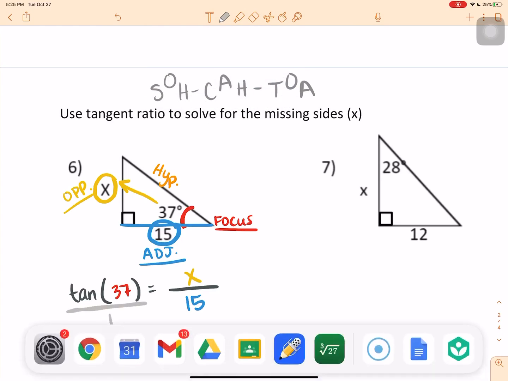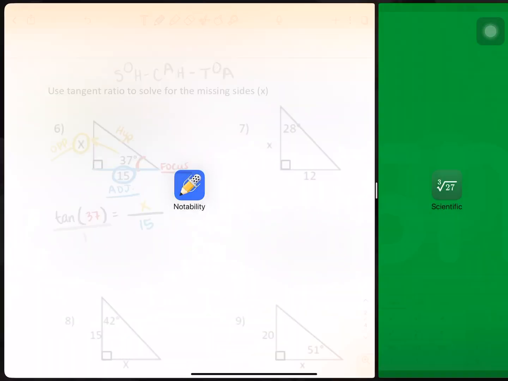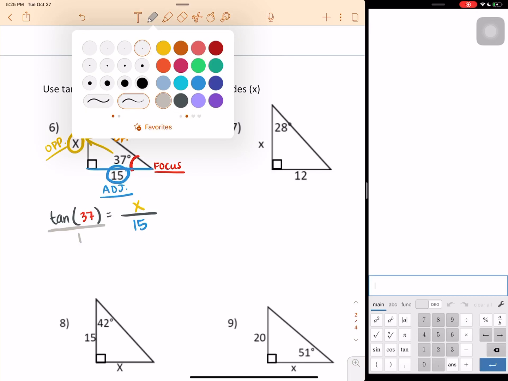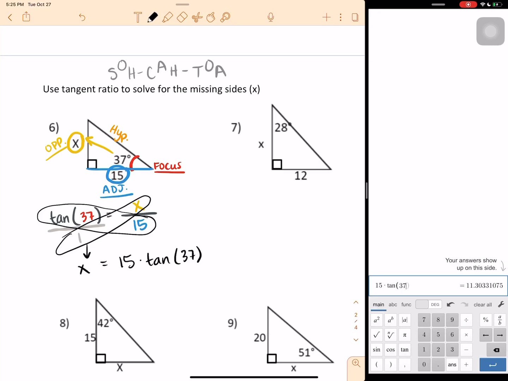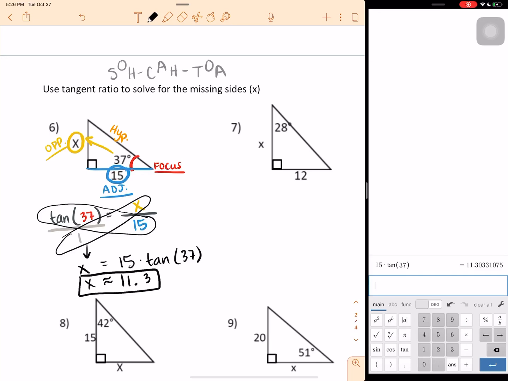Okay, and let me go ahead and put up my Desmos calculator here. There we go. All right, so I'm going to cross multiply. 1 times x is x. And then we have equals 15 times tangent of 37. So if I did that in my Desmos calculator, because that's the best one, 15 times tangent of 37 is equal to, x is about equal to 11.303. I'll just leave it at 11.3. Okay, it doesn't tell us if the side lengths are in feet or inches or centimeters, nothing like that. So we'll just leave it like that.